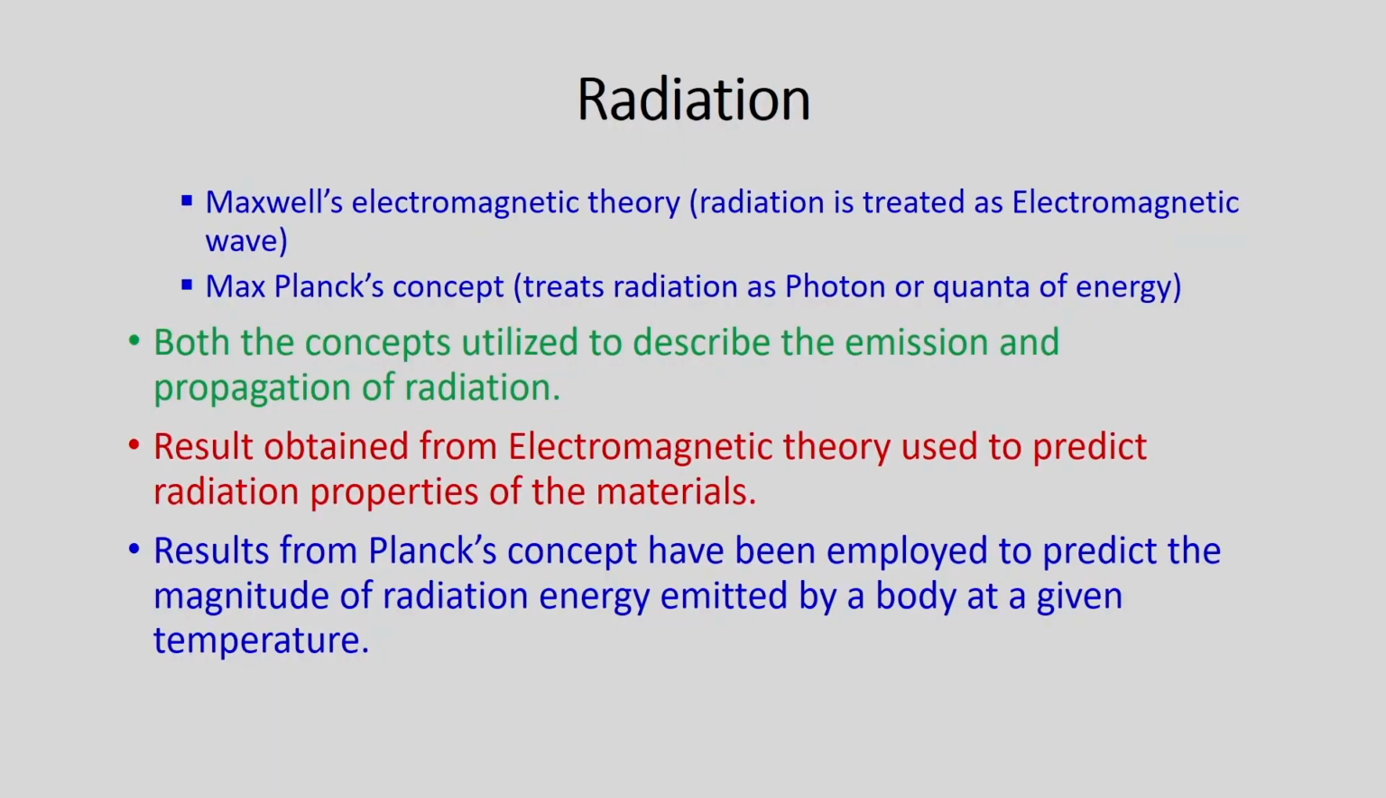The result obtained from electromagnetic theory is used to predict radiation properties of the material, and the results obtained from Planck's concept have been employed to predict the magnitude of radiation energy emitted by a body at a given temperature. So, what we have learned, these two theories are primarily used for understanding the radiation propagation from sun surface to the earth surface.